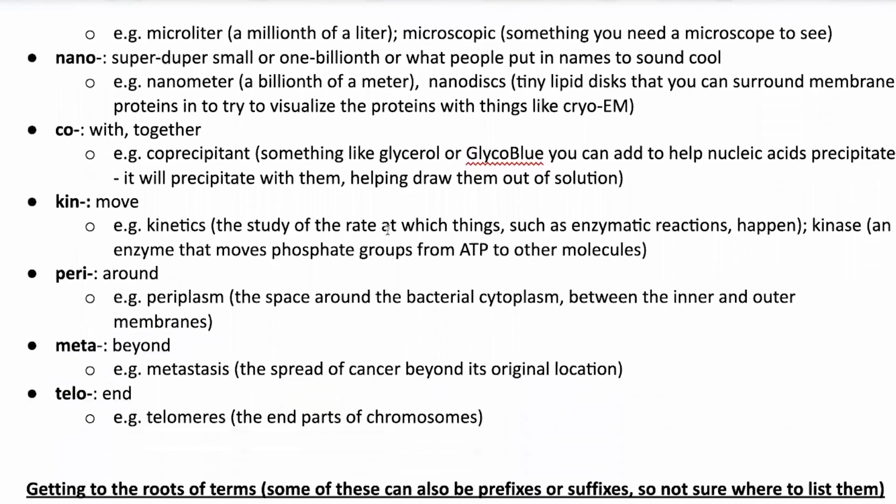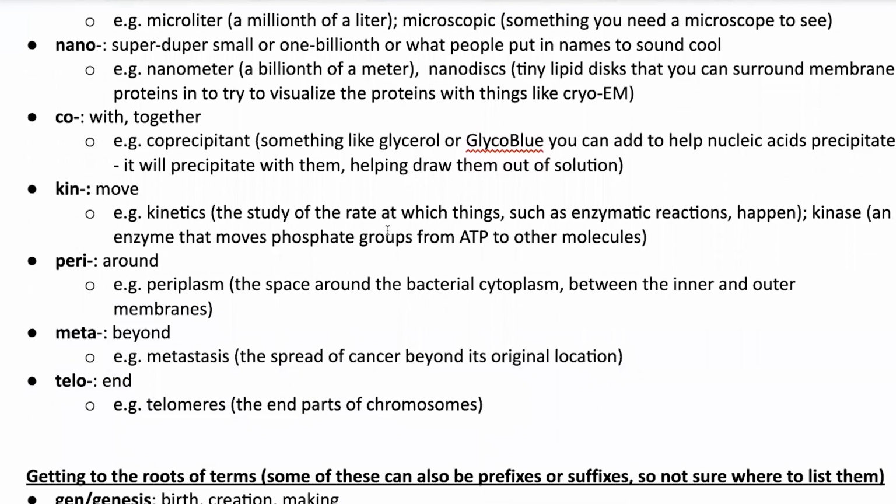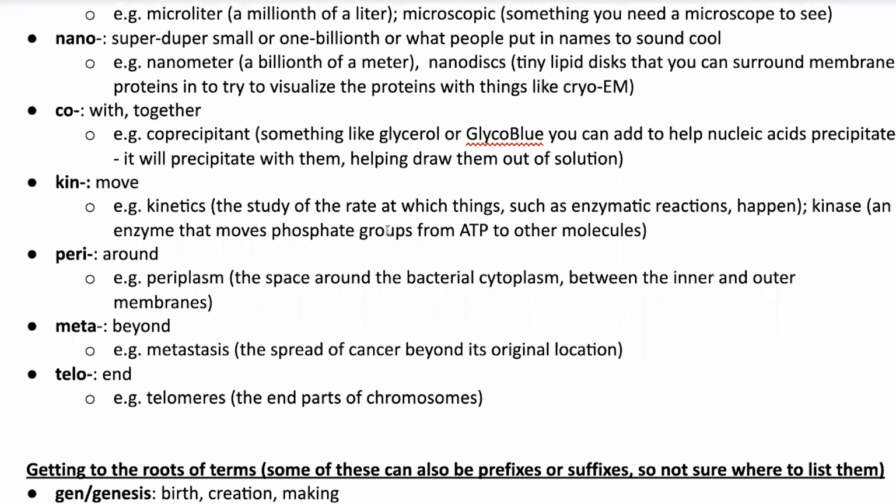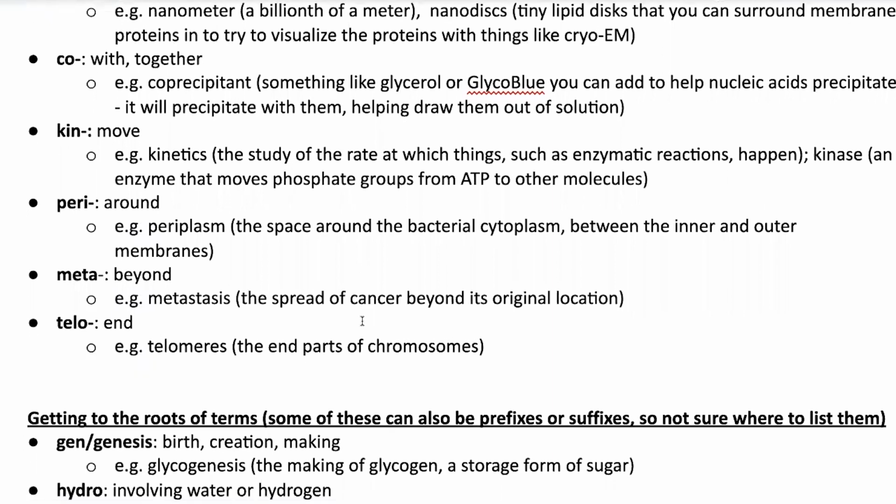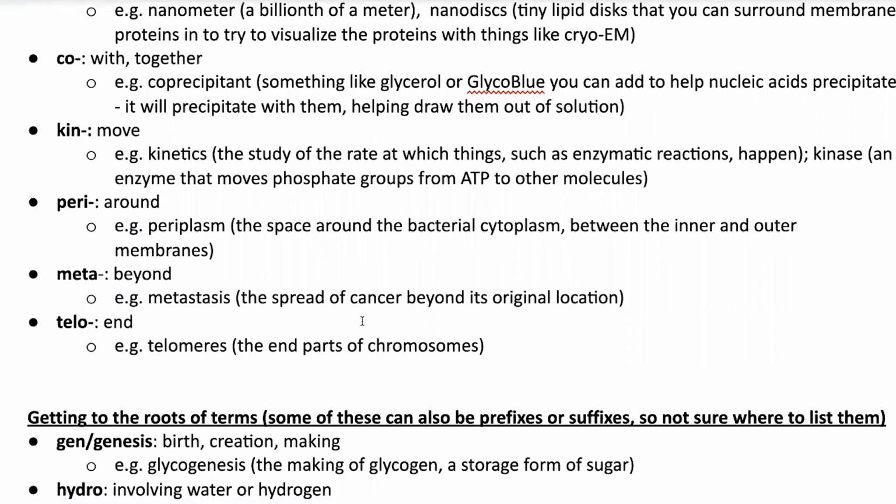If you go even smaller, now we're talking nano, so this is super duper small, or 1/1,000,000,000th. And then in the metric prefixes, or basically what people put in names to sound cool, sometimes people just put nano something or another, and they just mean that that thing is really small and it's cool. And so you might see nanometer, nm. This is basically a billionth of a meter. Nanodiscs, these are cool. These are tiny little lipid discs that you can surround membrane proteins in to try to visualize those proteins with techniques like cryo-EM. But basically, they're small and they're letting you see small things.